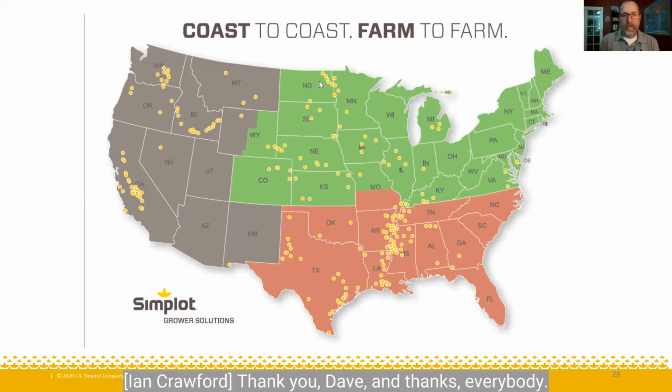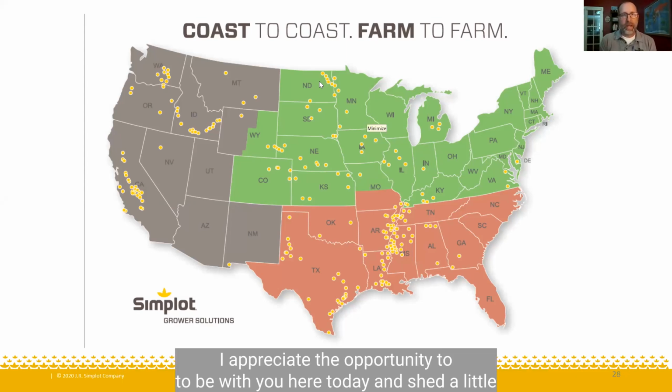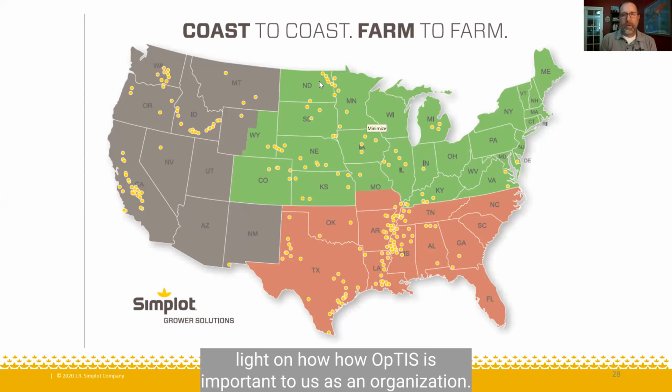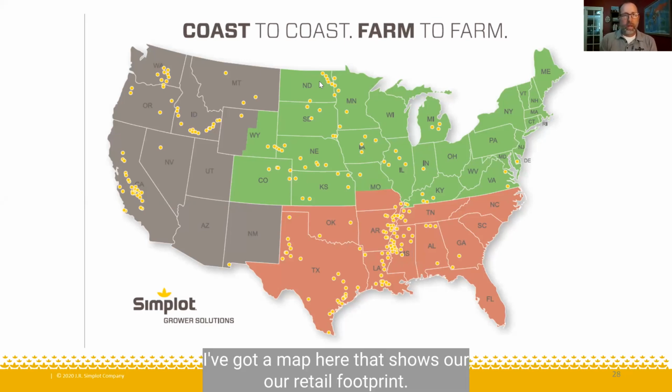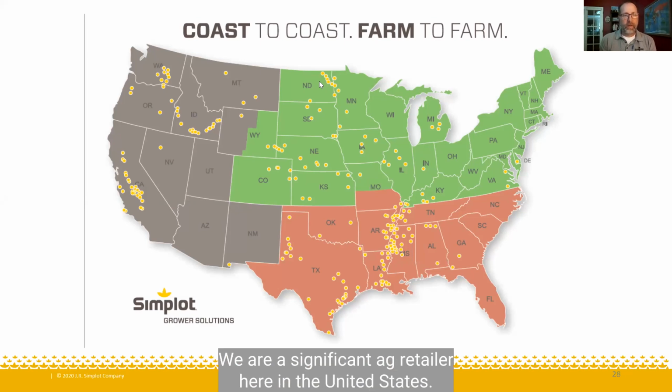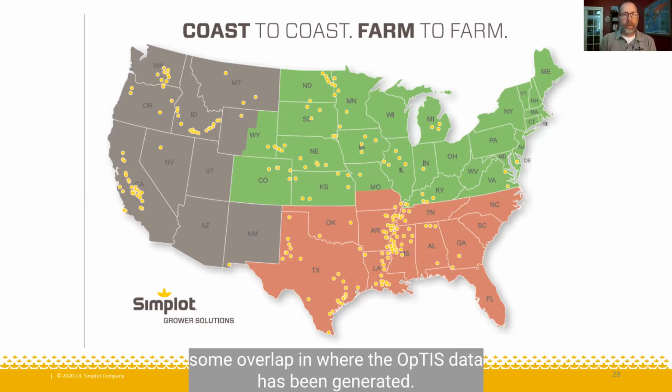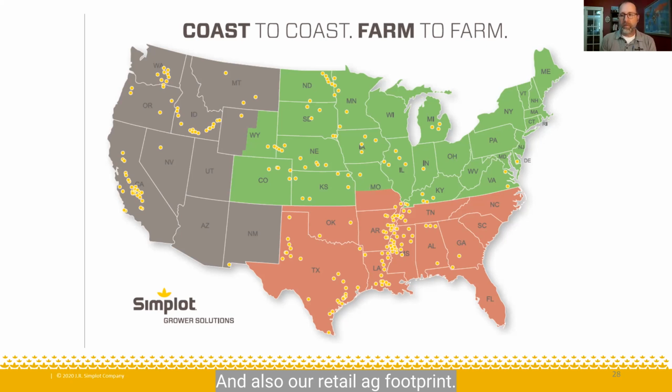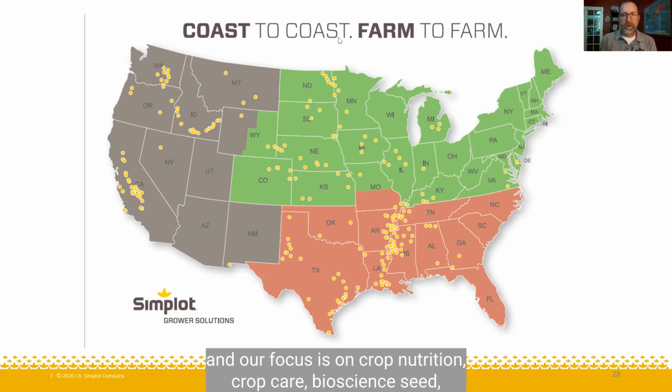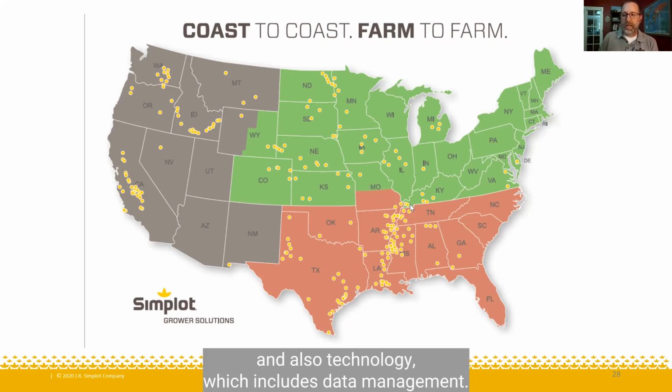Thank you, Dave, and thanks everybody. Appreciate the opportunity to be here today and shed a little light on how OpTIS is important to us as an organization. I've got a map here that shows our retail footprint. We are a significant ag retailer here in the United States, and you can see that there is certainly some overlap in where the OpTIS data has been generated, and also our retail ag footprint. We have about 500 crop advisors that work out of these various locations you can see on this map, and our focus is on crop nutrition, crop care, bioscience, seed, and also technology, which includes data management.